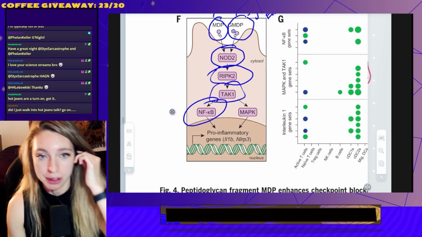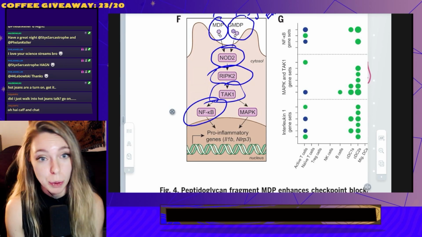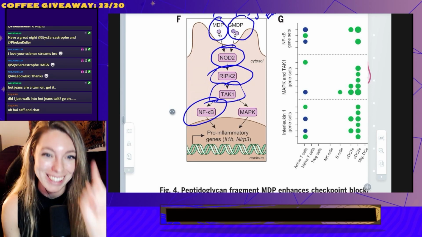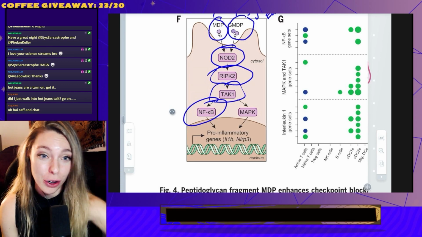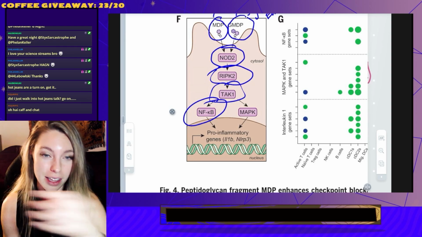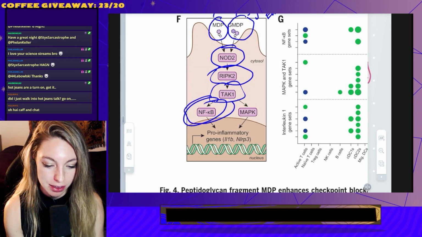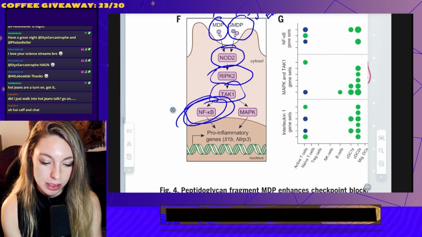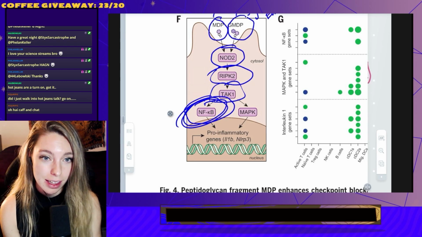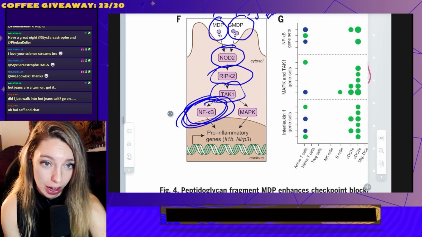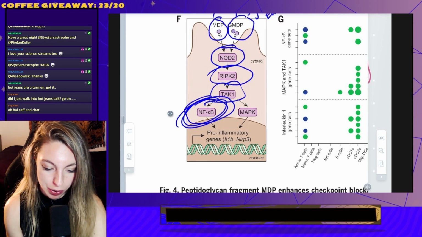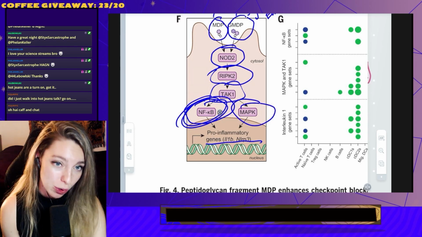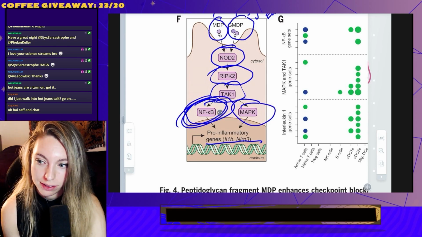NF-kappa B is super important. It's actually a transcription factor. A transcription factor is one of those light switches that turns on the promoter for a whole bunch of genes that are inflammatory. So NF-kappa B is the light switch. When a signaling event outside of the cell results in NF-kappa B being activated, then you get genes turned on that make pro-inflammatory proteins like IL-1 beta and NLRP3. MAPK is another transcription factor, I think.